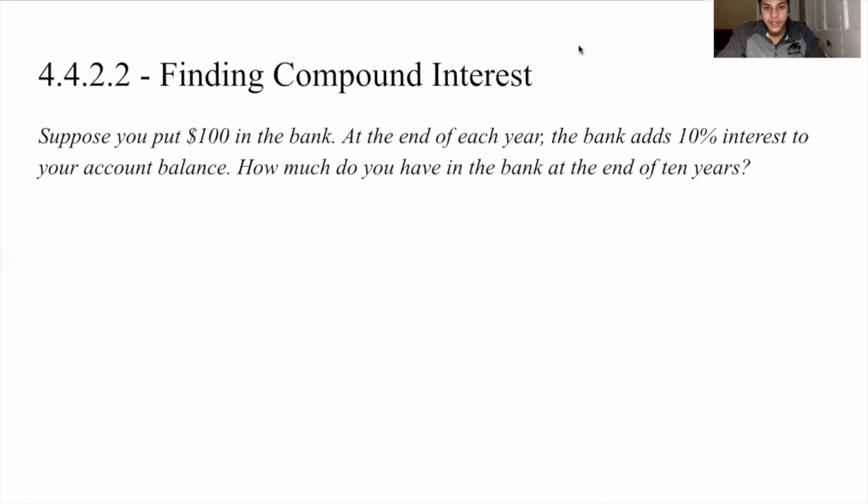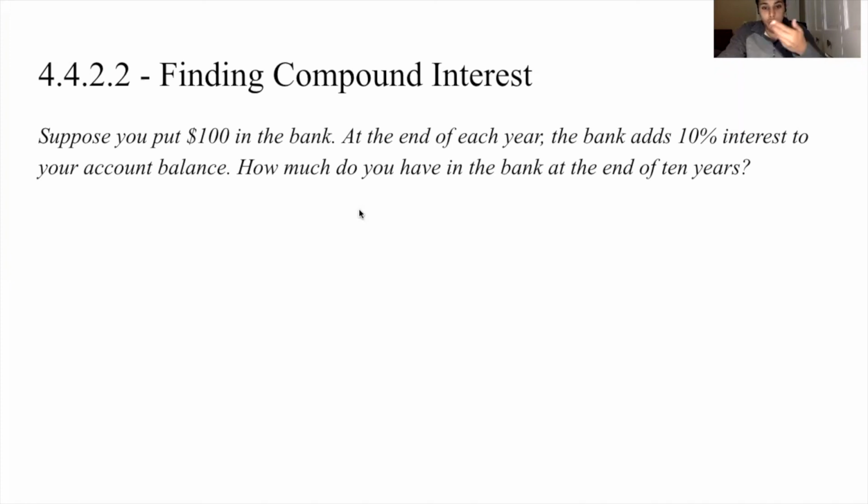All right, so I just wanted a little bit more room to explain this. So I have a separate slide with nothing on it yet. And we're going to look back at this question again and figure out how we can easily find the values of compound interest. So we're looking back at this problem that you put $100 in the bank, and at the end of each year, the bank adds 10% interest to your account balance. Then it asks, how much do you have in the bank at the end of 10 years?